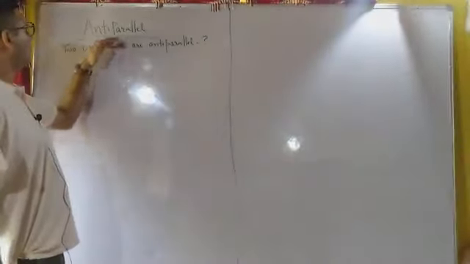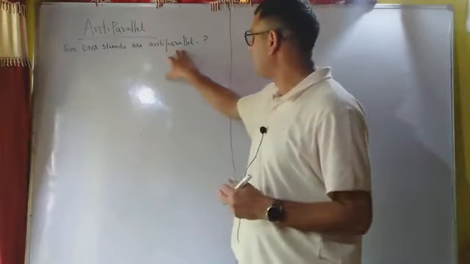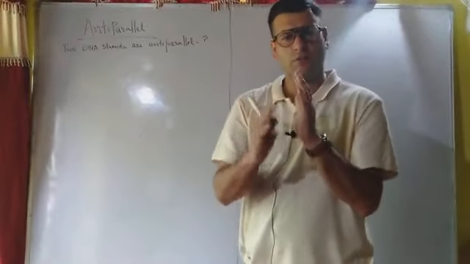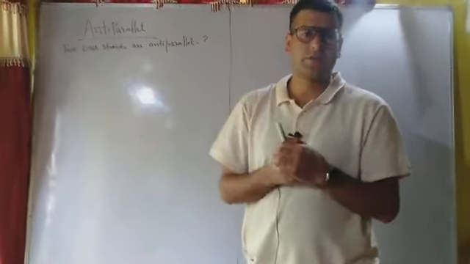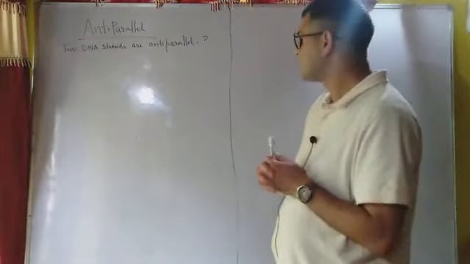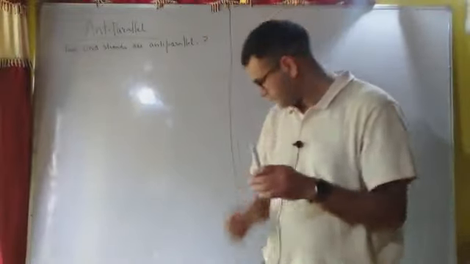Today we will talk about the antiparallel. Two strands of DNA are antiparallel. What does it mean? What is antiparallel? We say that one strand is antiparallel to another strand in a DNA molecule. The two strands are antiparallel. What does it mean? It means that we have two strands.